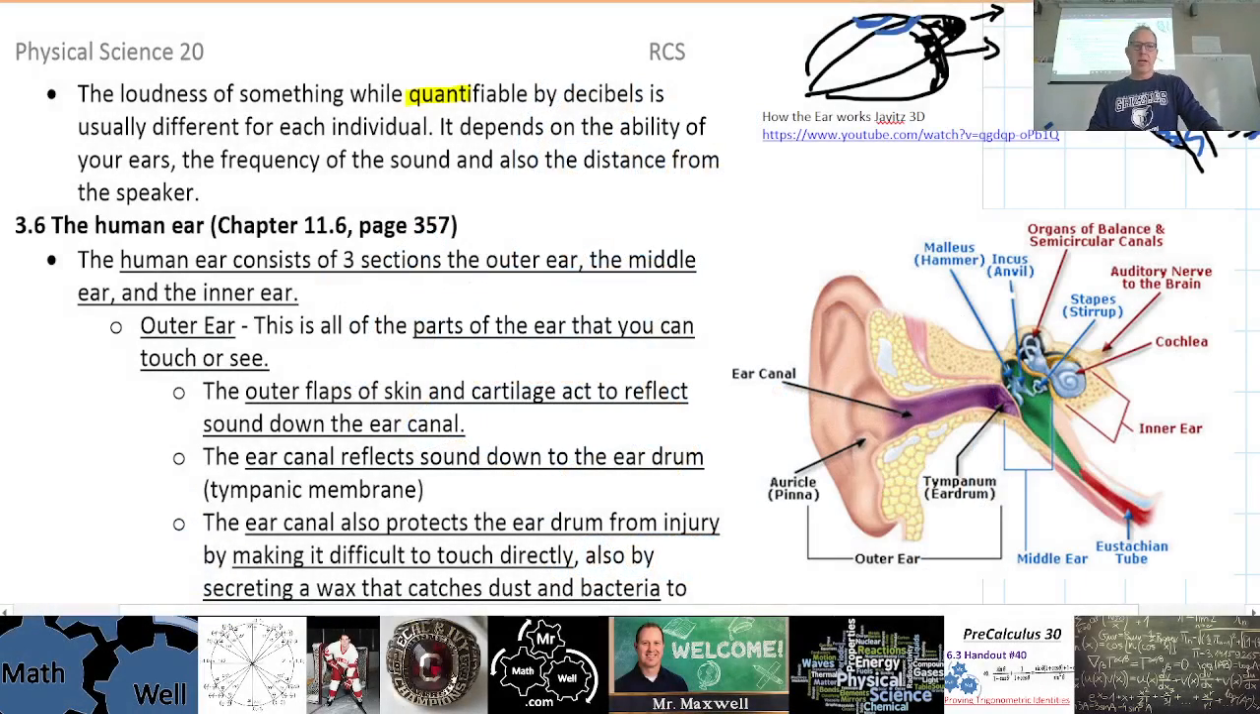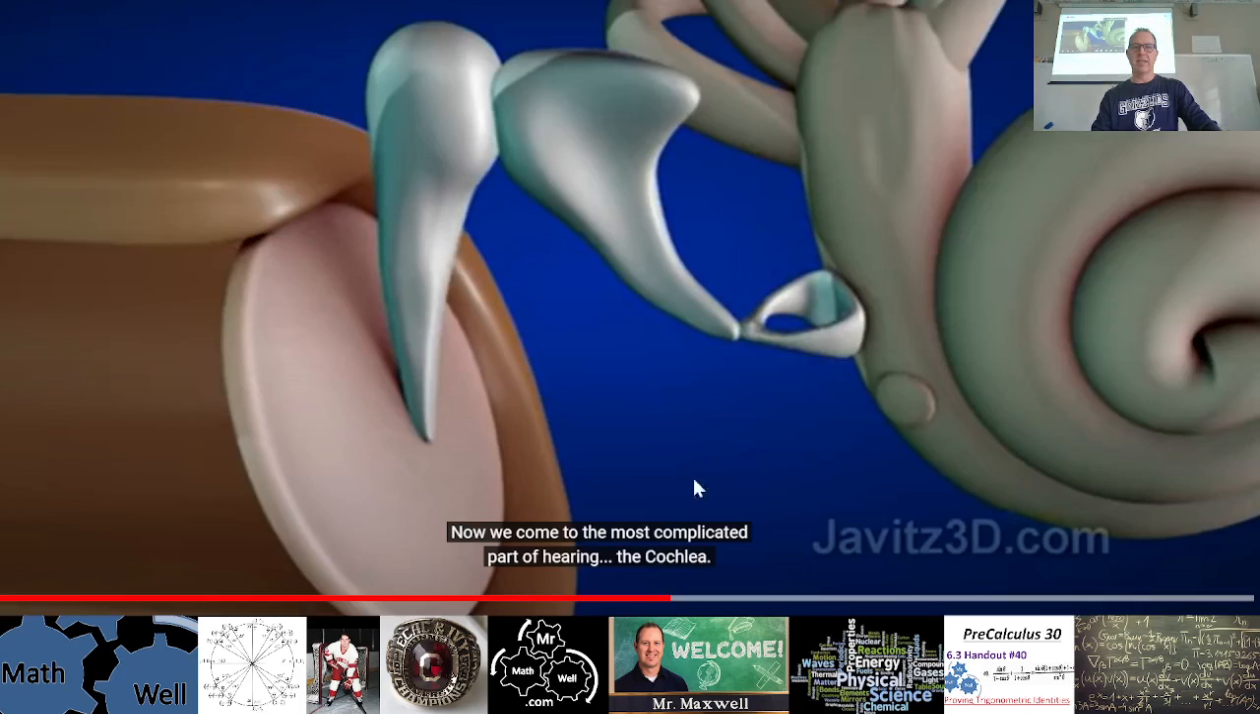All right, so we talk about the human ear today. On page 357 your textbook is where you might want to find some of these diagrams and things. We just watched the 3D video, so I'll go back to that. I did pause it at this graphic right here. So javits3d.com is where this sort of comes from, and we watched an animation of how the ear works.